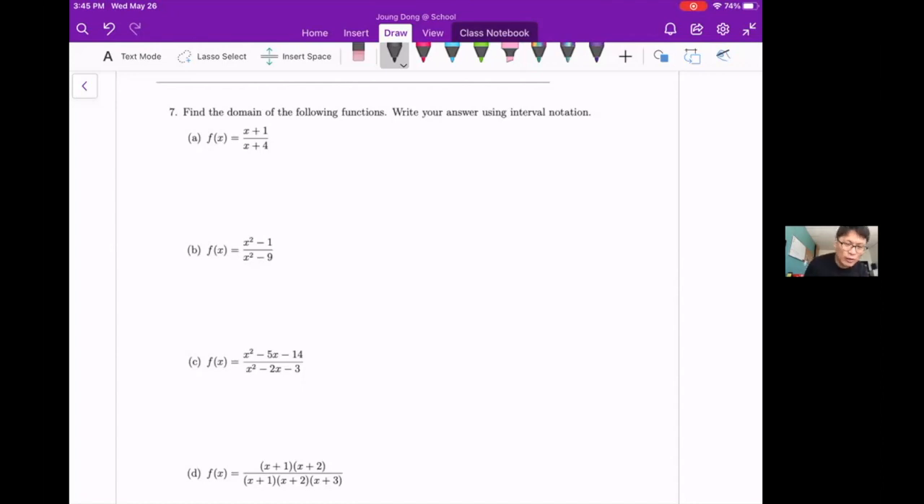So let's do this, okay? Look at the first one. It is a very simple thing, okay? We know x equal to -4 will make the denominator equal 0, so it is out of the domain. So your domain is all real numbers except -4.